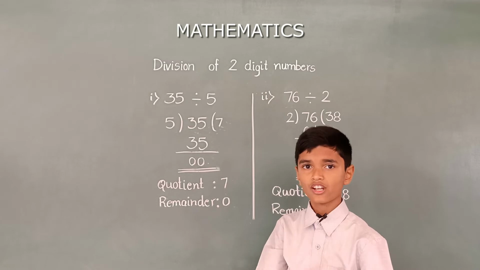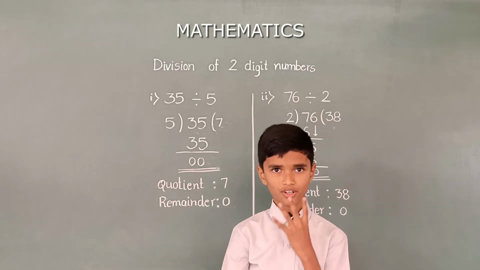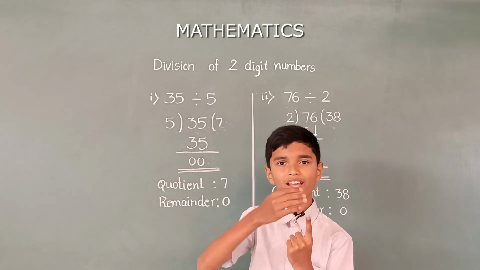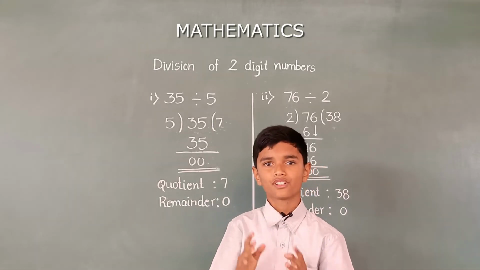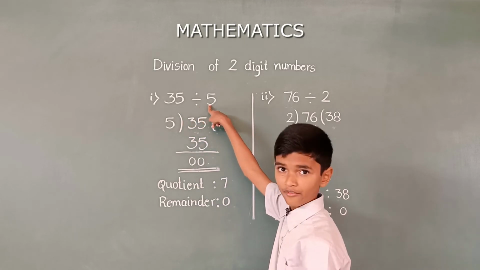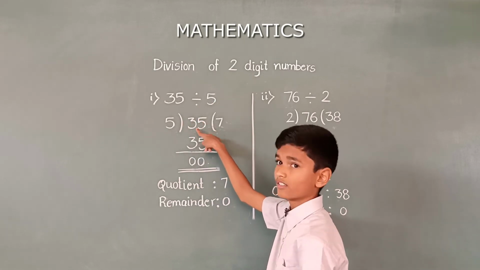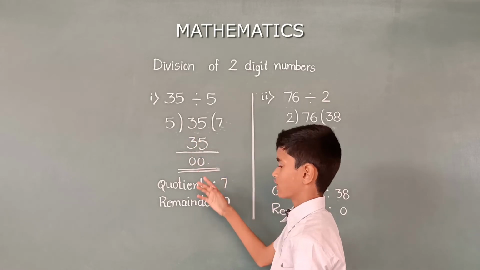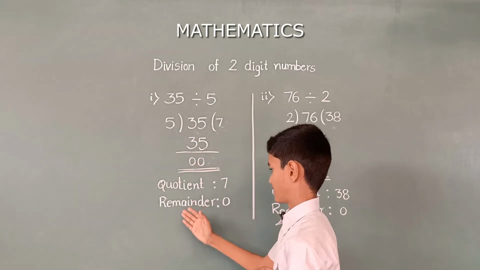One digit. We know there are four terms of division, and they are dividend, divisor, quotient and remainder. So let us take the first example. I have taken 35 divided by 5. 5 times 7 is 35. So 35 minus 35 is 0. So we have got the quotient as 7 and the remainder is 0.